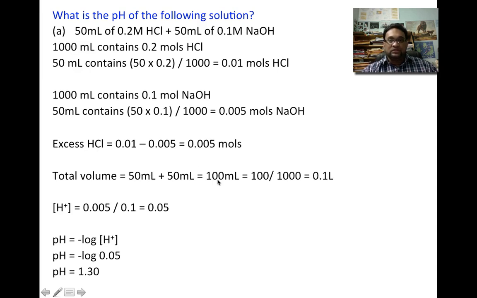Now in concentration, the volume is in liters. To convert mils to liters, you simply divide by 1,000. So that's why you get 100 divided by 1,000 to give you 0.1 liters. You bring those two pieces of information together, and we get 0.005 divided by 0.1 to give you 0.05. Now, what I should have here is mole per dm cubed. So please, when you are doing your calculations, write this in moles per dm cubed. And you simply substitute here and you get the answer to be 1.30.